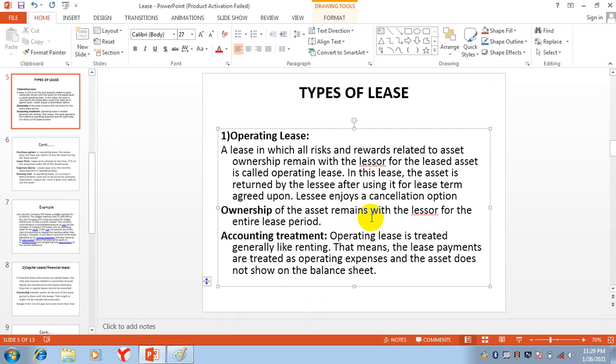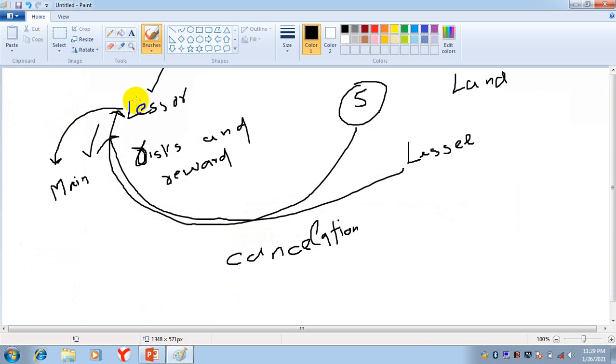Now, ownership of the asset remains with the lessor for the entire period of the lease. Ownership is with the lessor for the entire period. But the lessee can use this asset, this piece of land, for these 5 years.